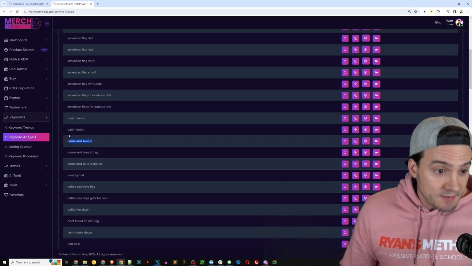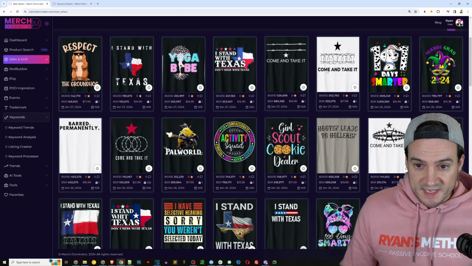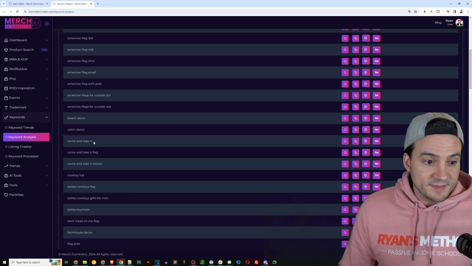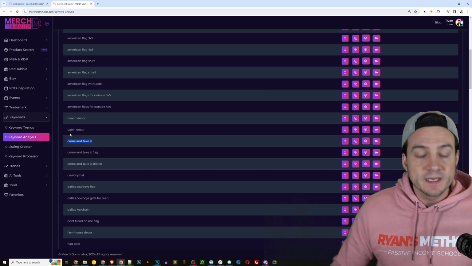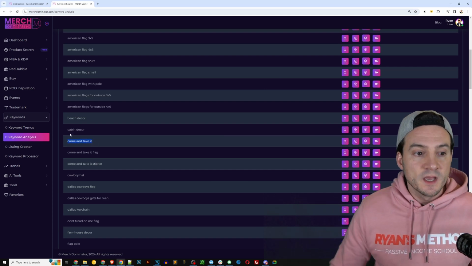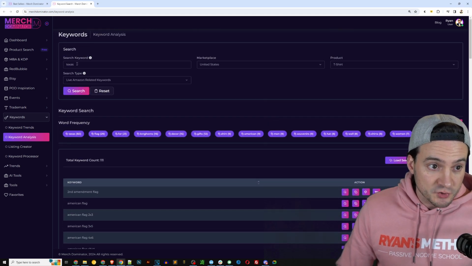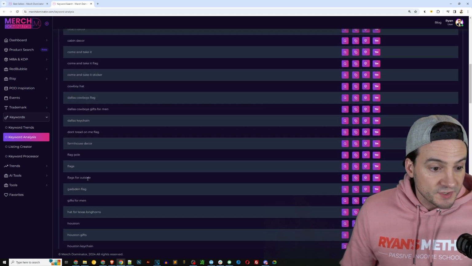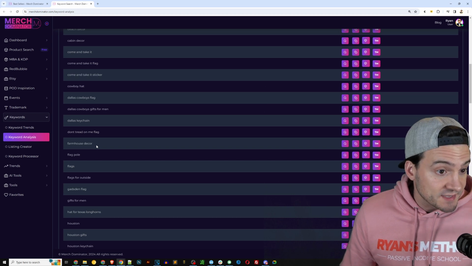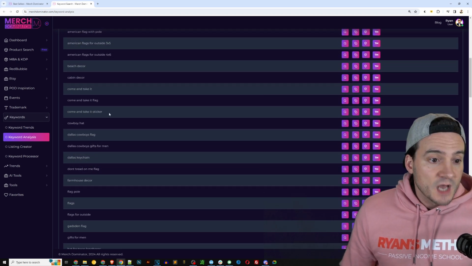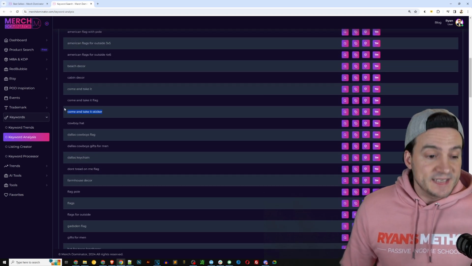Come and take it, right? What did we just see on these t-shirts? Come and take it. Well, guess what? That is also a trending keyword or phrase in this case when we seeded the search with the keyword Texas. So this is a great way to find potentially other things as well. It's not guaranteed. Come and take it flag, come and take it sticker.